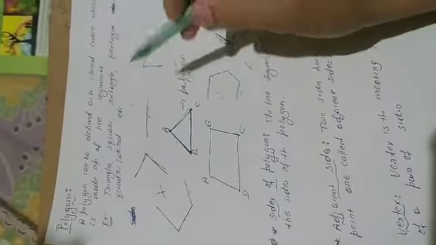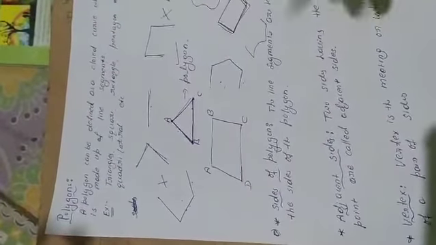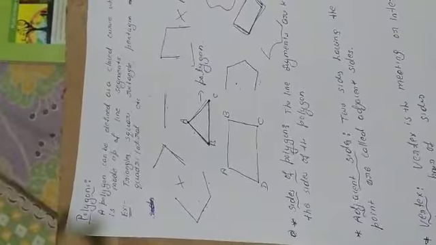And keep concentrating. To call it a polygon, polygon means many sides. Poly is nothing but many. Gon is nothing but sides. So a polygon is a figure with many sides.